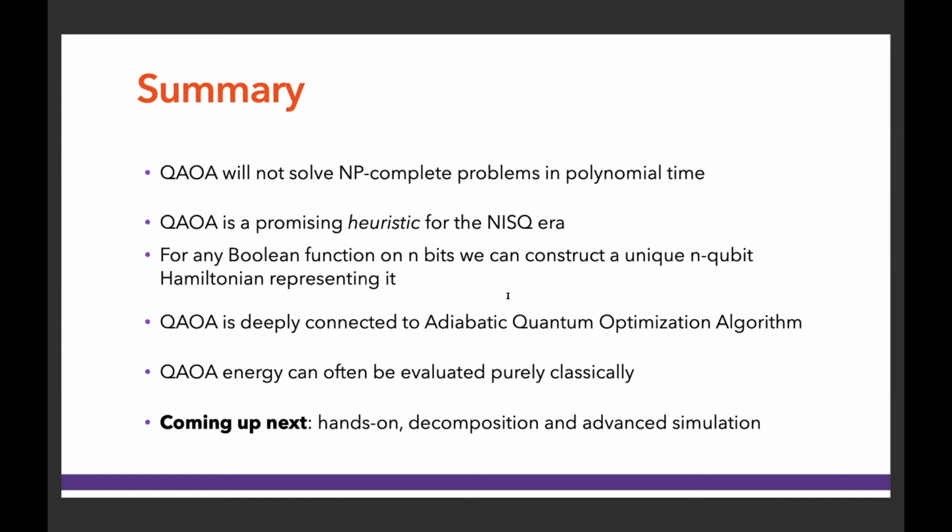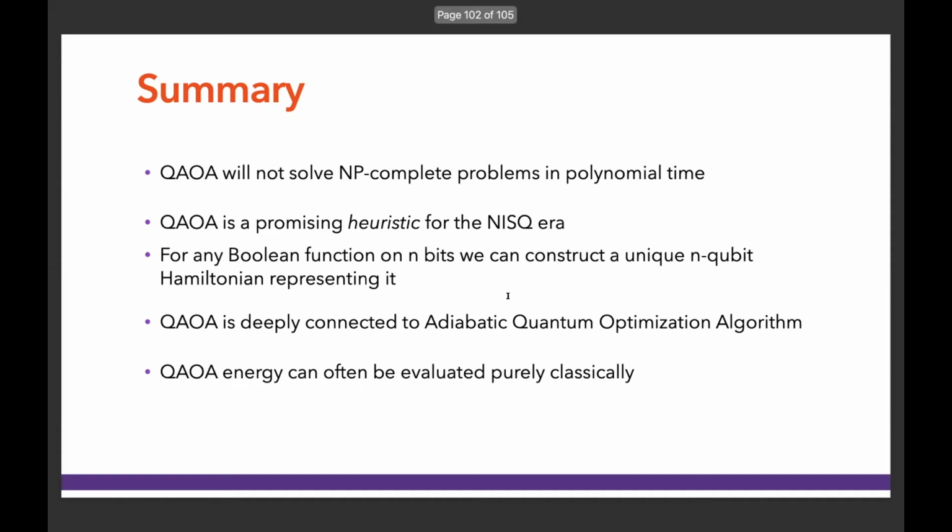summarize what we talked about so far. First, we will not solve NP-complete problems. We're not solving NP-complete problems in polynomial time. If somebody tells you otherwise, don't believe them. However, QAOA is a promising heuristic for the NISQ era. And there's been a lot of recent, very interesting numerical and analytical results showing hints of the potential for quantum advantage.